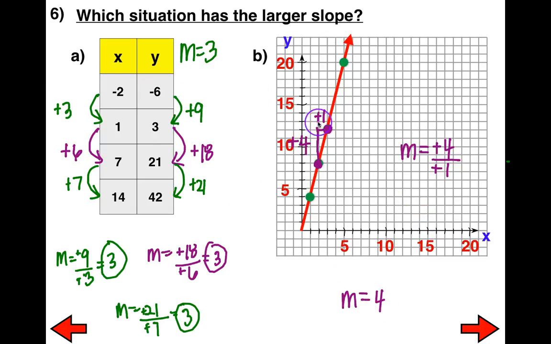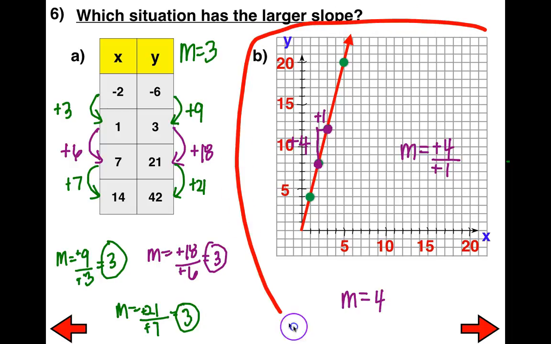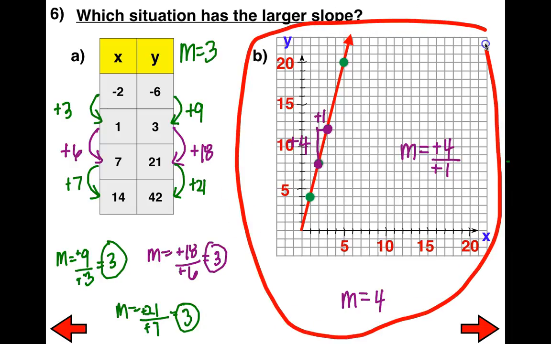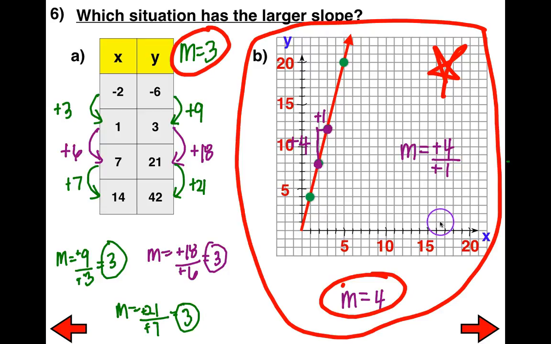So between these two options, which one has the greater rate of change? Well, I would definitely say the greater rate of change would be letter B. Okay, because here we have a slope of 4 in comparison with the slope of 3 for option A. So option B definitely has a larger slope.